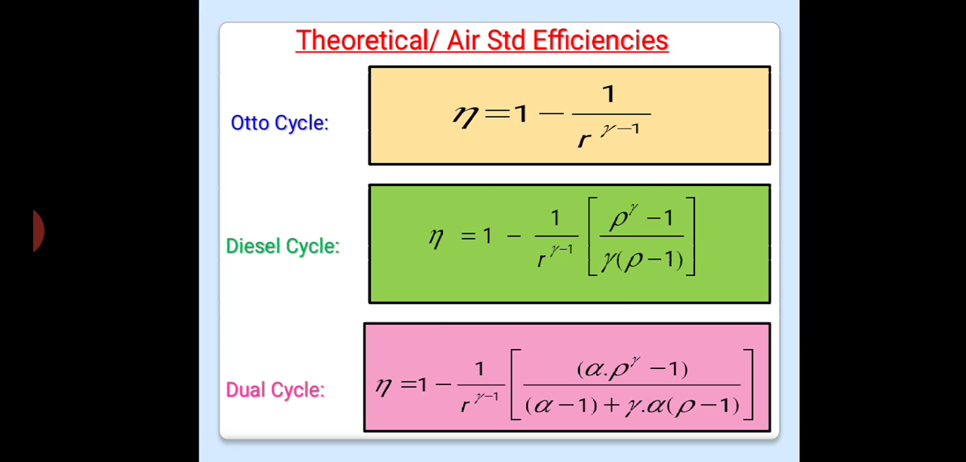Also, we have mentioned the dual cycle formula over here, but we require Otto cycle and diesel cycle formulas only. We can see over here that the cutoff ratio applies when there is a constant pressure process.